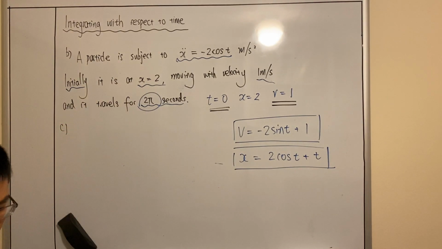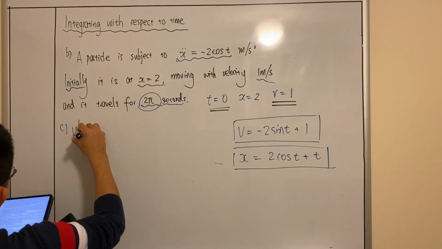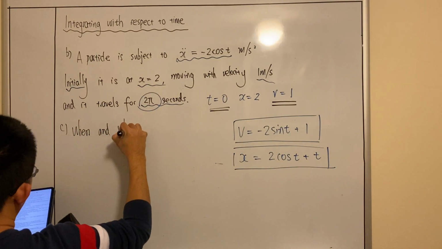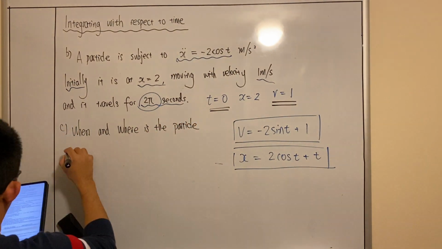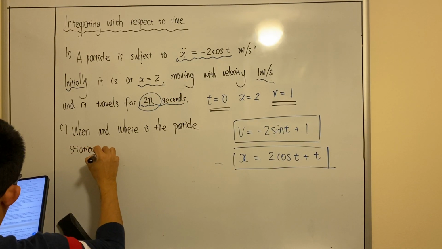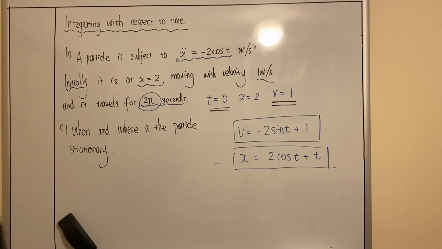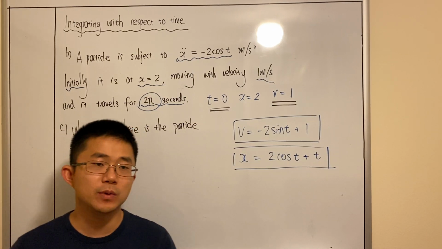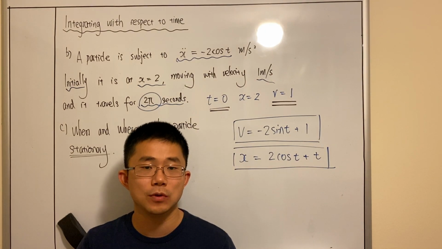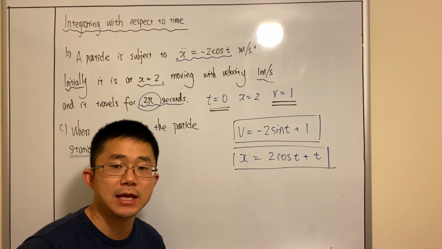All right, question C. The next question asks you when and where is the particle stationary? Okay, stationary. What does stationary mean? Stationary means the particle is not moving, it stays the same, it's stable. So that means the velocity is equal to 0.